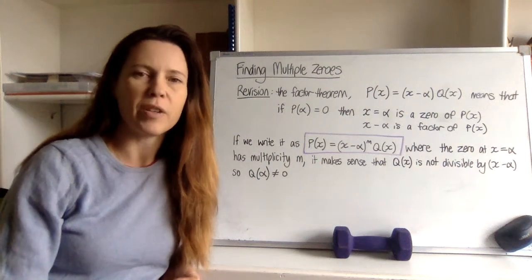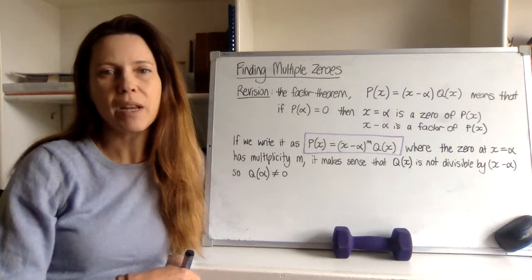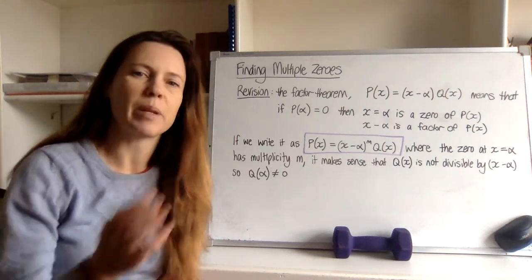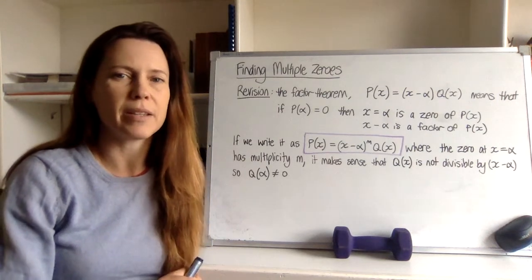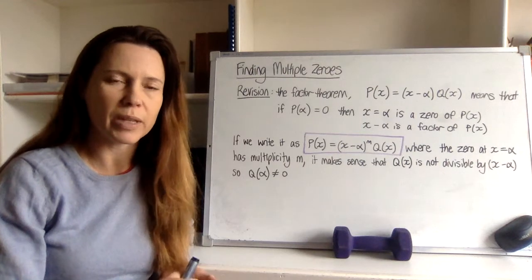Now, when we learnt about polynomials, we learnt about multiple zeros, but we didn't yet have all the tools that we would need to find them quickly and easily. But now that we know how to differentiate, we're coming back to polynomials just for one lesson to have a look at how we can use differentiation to find those multiple zeros really quickly and easily.